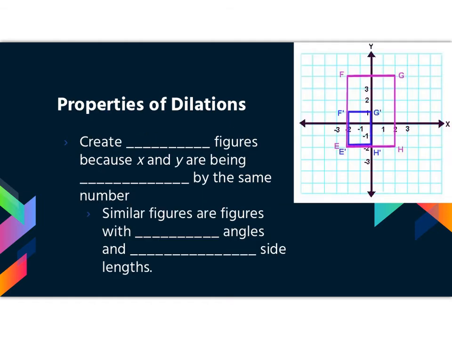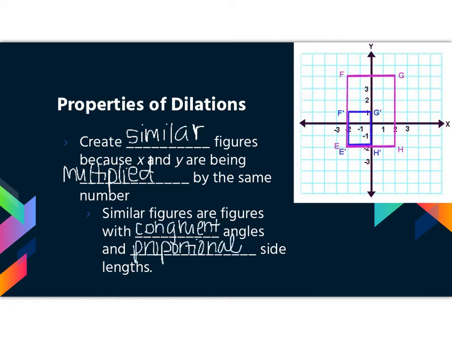Because dilations keep the same shape, but they change size, they create similar figures. And this occurs because x and y are being multiplied by the same number, called the scale factor. Similar figures are figures with congruent angles and proportional side lengths. So all the distances change in the same proportion based on k.